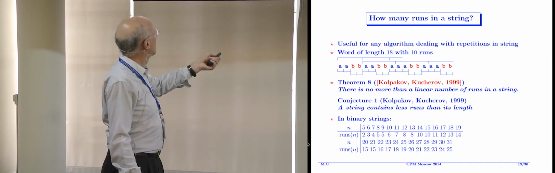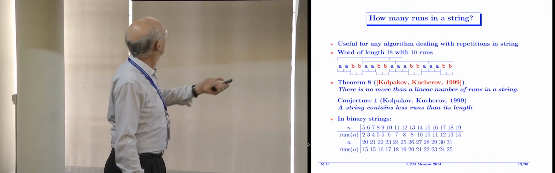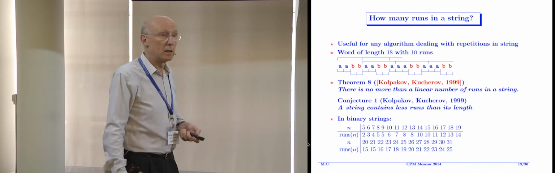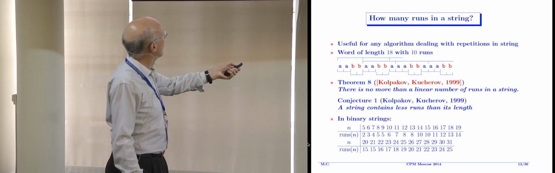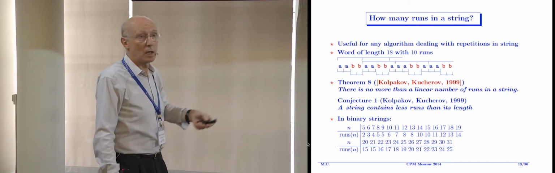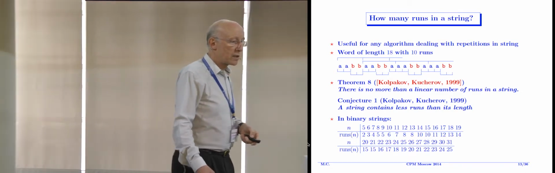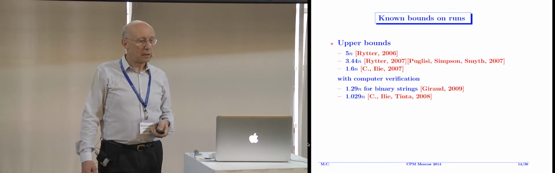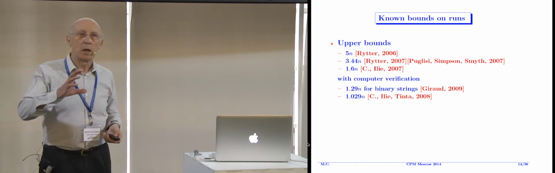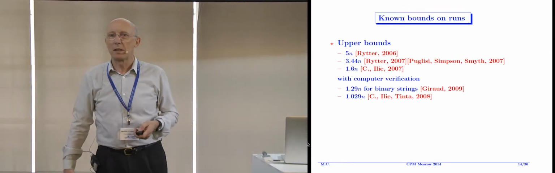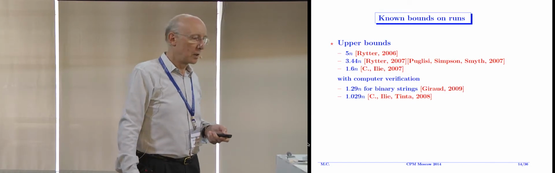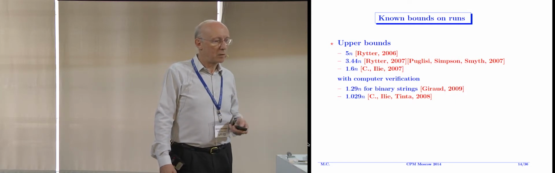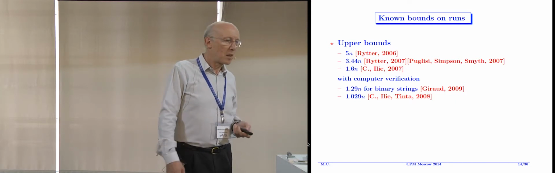And they also gave some numbers on the maximal number of runs that you can have in a string of length n. You see on this table that it's always below the length of the string. The conjecture is still open, but there are known bounds about that. Known, I would say, precise bounds, because there is a bound in the original paper by Kolpakov and Kucherov. And this is roughly what was known maybe a month ago.